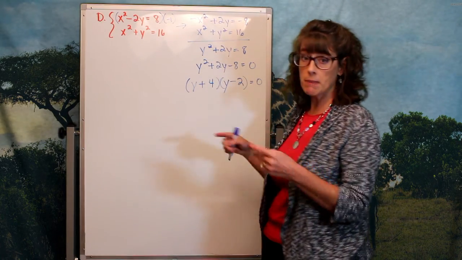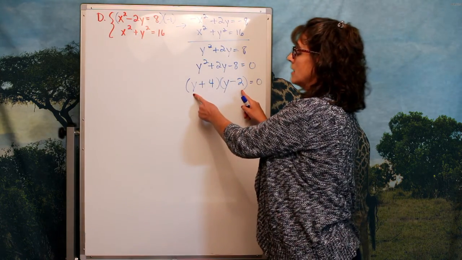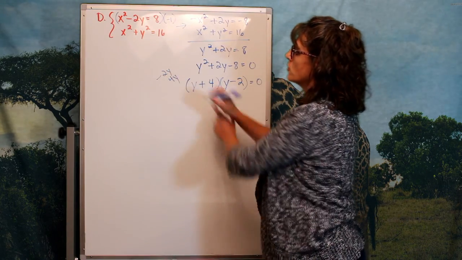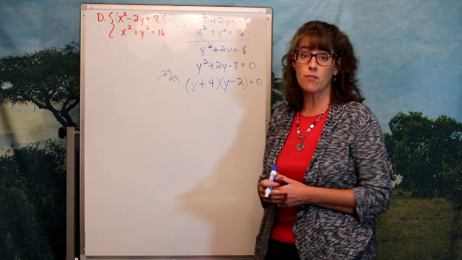So now I just need to check my outsides and insides to make sure that they really do give me a 2y. Out here I get a -2y. Inside I get a +4y. Do those in fact give me a +2y? Yes, they do. So this is the correct way to factor it.